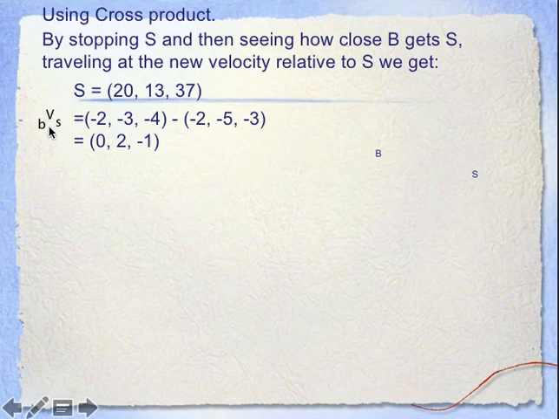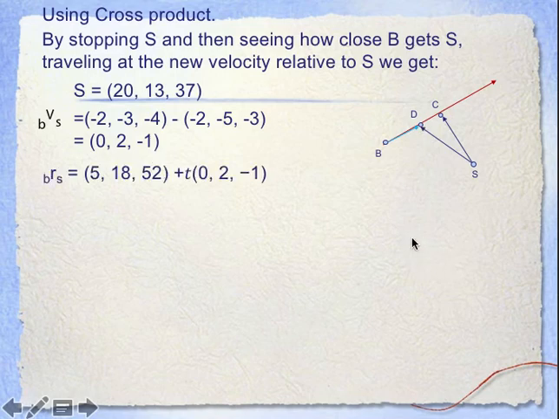So same information we had before. So B's velocity relative to S. And again, we've got that same diagram, but now because we're using the cross product, we need to picture the perpendicular as well as that point.